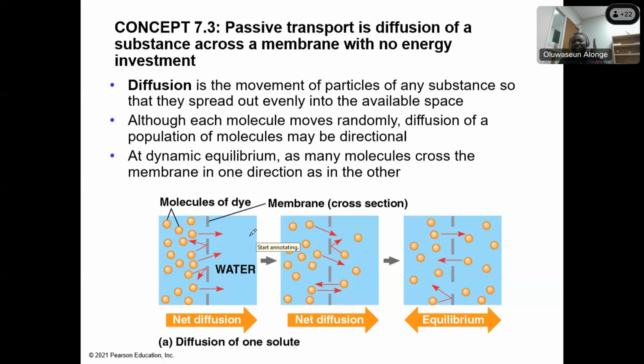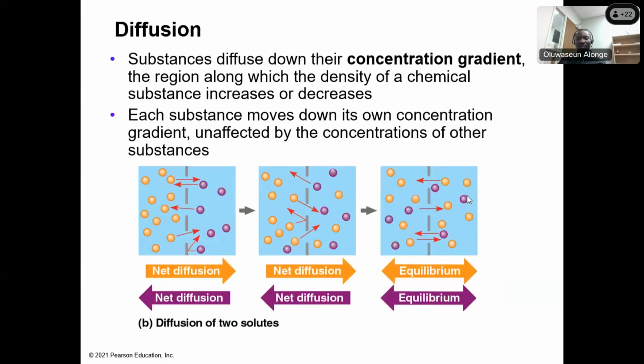That is diffusion. The reason it does not require energy is because it's moving along the concentration gradient. It's moving from where it is high to where it is low. So this dye is going to move from here to this side, to the right. It keeps moving to the right until the time that we say it is now at equilibrium. And that is diffusion for you. Diffusion is the movement of solute from a region of higher concentration to a region of lower concentration, down the concentration gradient.